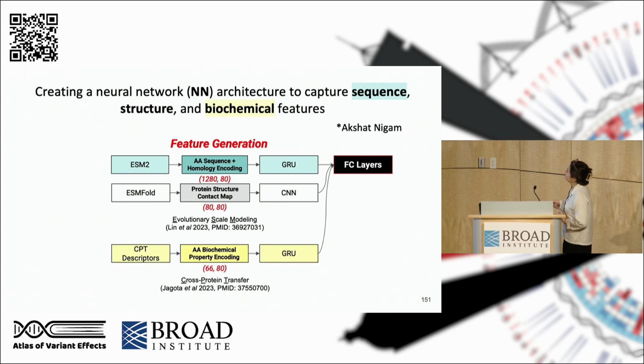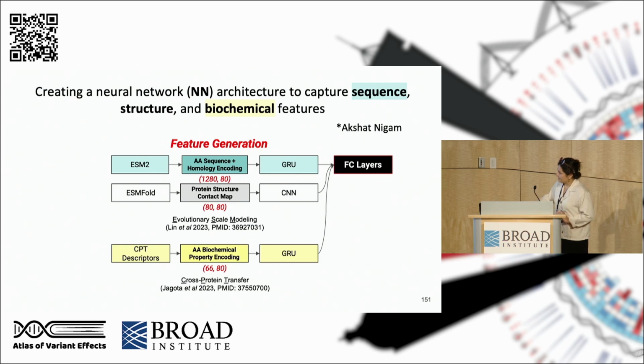And so the second half of our project was using our data to train a neural network to predict all the important features. And this was work that was led by Akshat, who's my co-lead and co-conspirator in all this work. And so basically what he did is he borrowed, we also used the ESM embeddings from 1B and the ESMFold embeddings to capture sequence homology and structural features. And he also combined that with biochemical property encodings from the CPT model that was released a year ago.